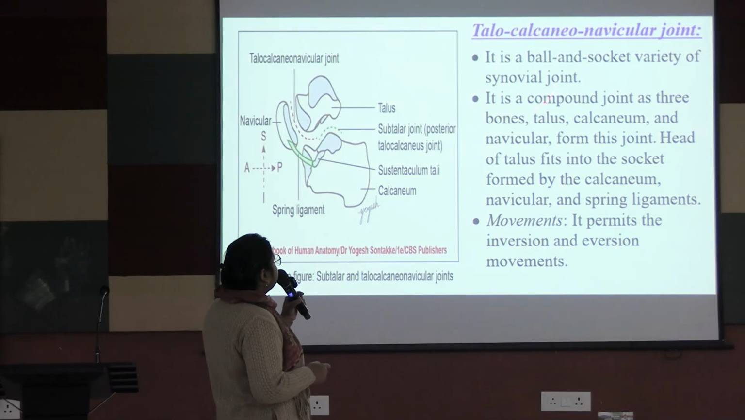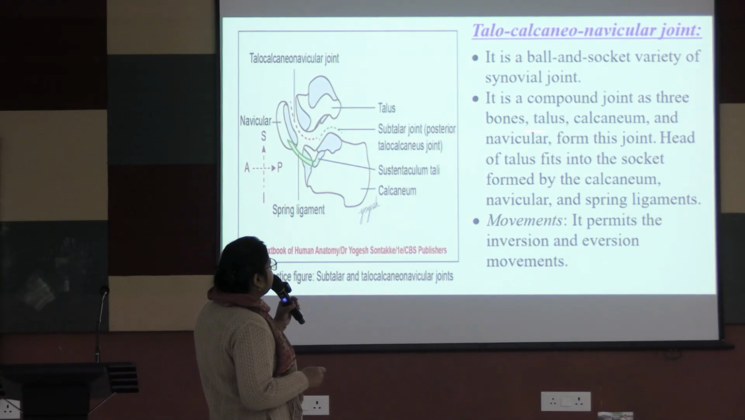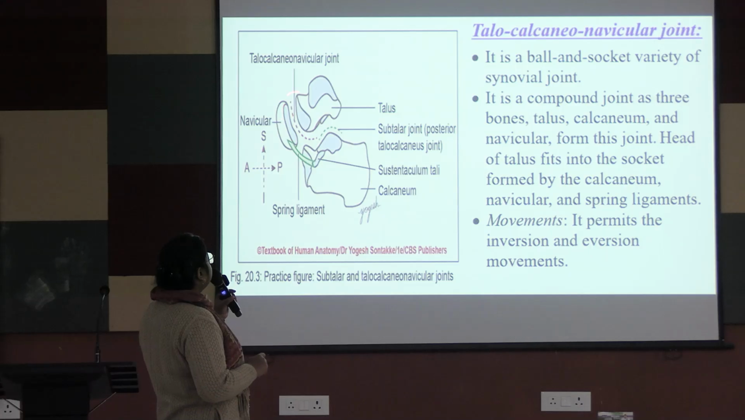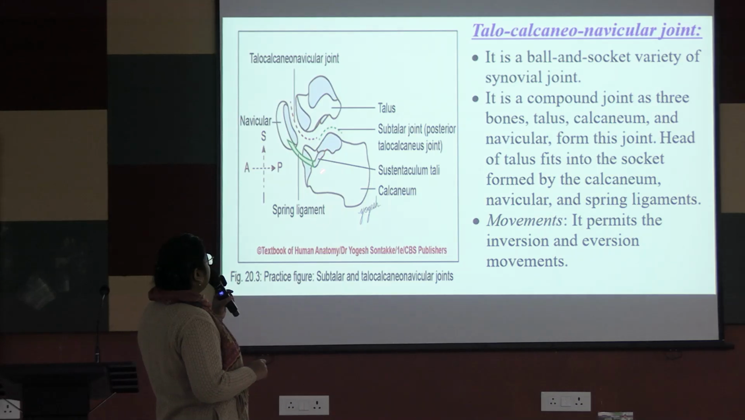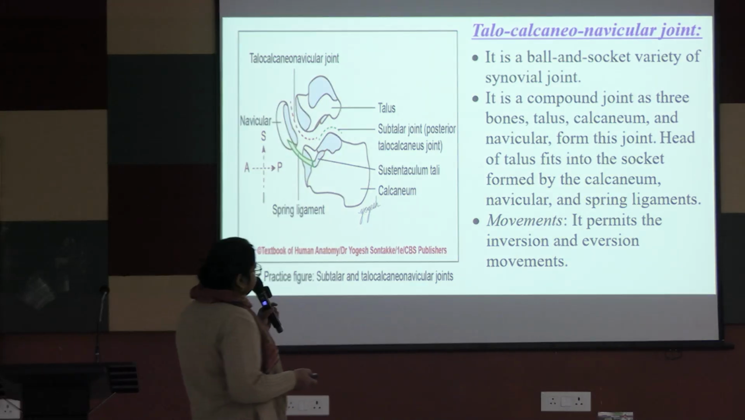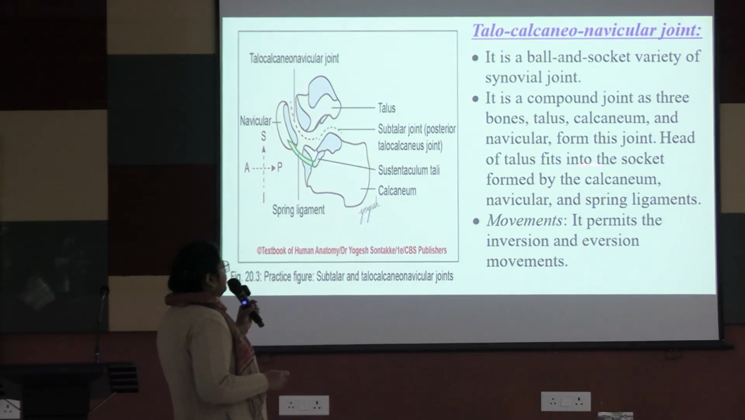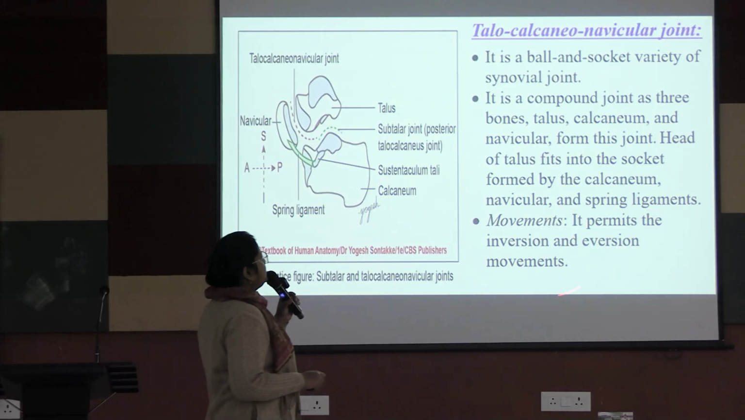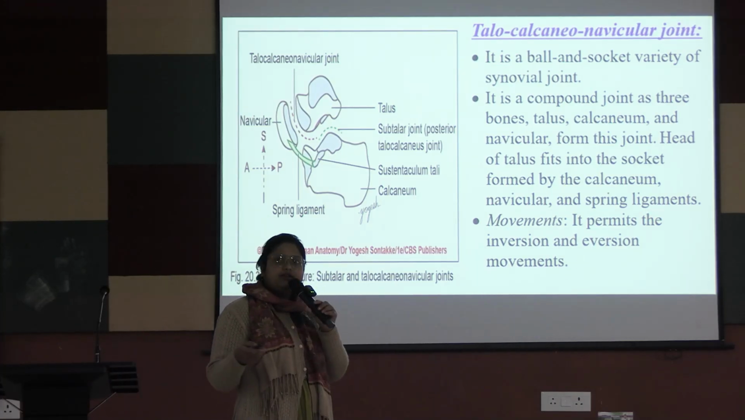So it is a compound joint as three bones, talus, calcaneum and navicular, form this joint. Here, this is the ball formed by the head of the talus, and this is the socket formed by the navicular, spring ligament and the sustentaculum tali of the calcaneum. So the head of the talus fits into the socket formed by the calcaneum, navicular and spring ligament, and it permits the inversion and eversion movements of the foot.